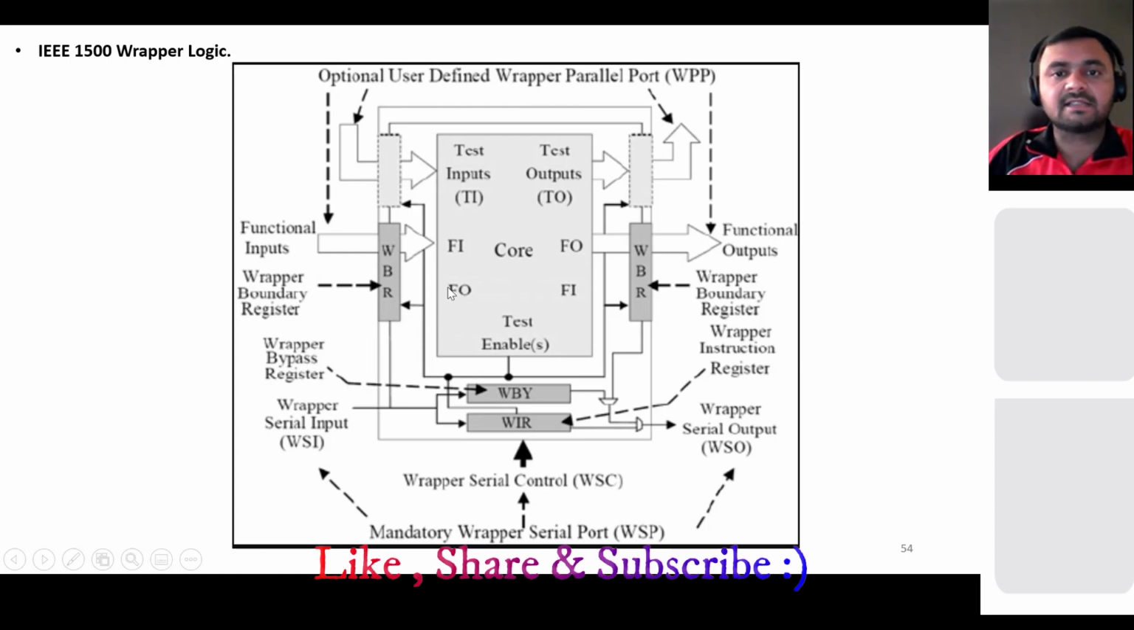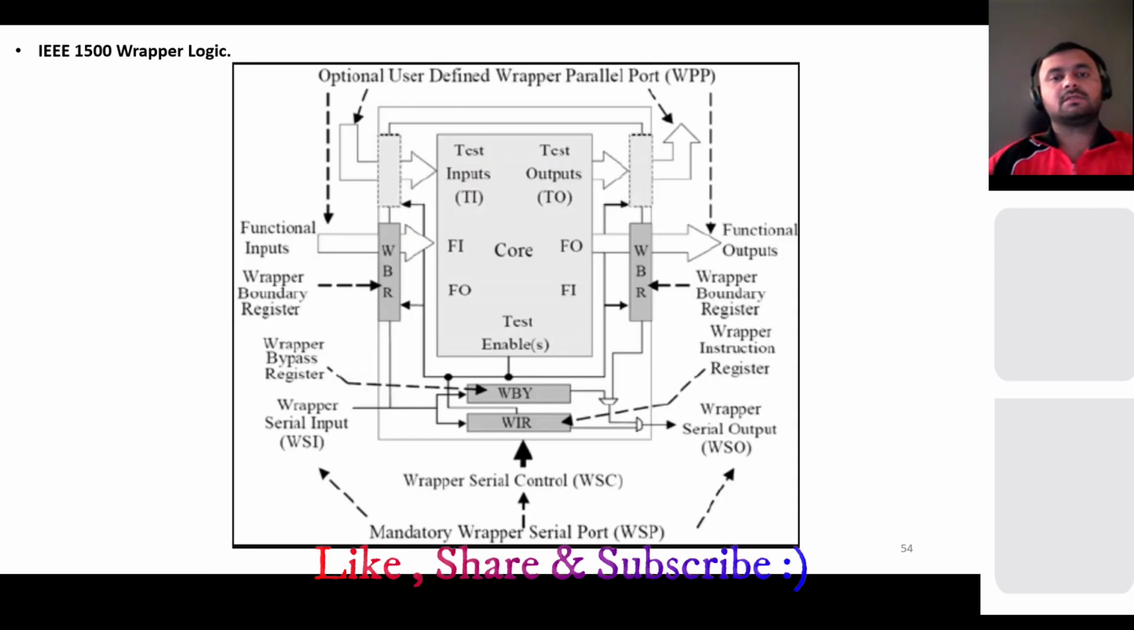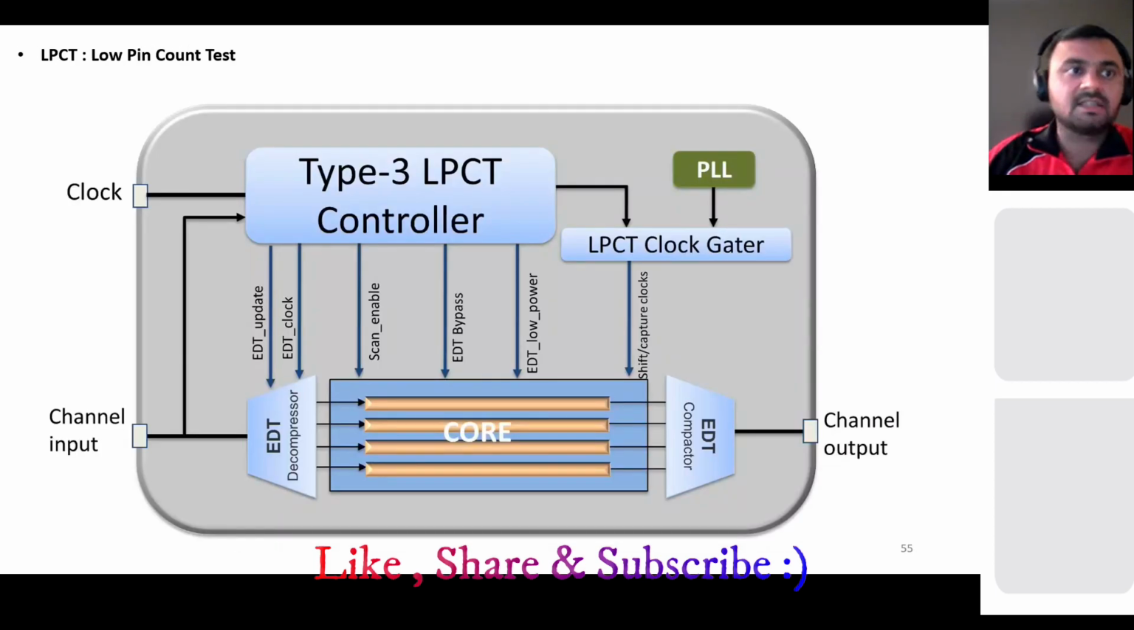So basically the architecture is almost similar to that boundary scan, but a little bit different because it's block level, so you need more signals and all. So this is to test the particular core. And now I think this is the last one.